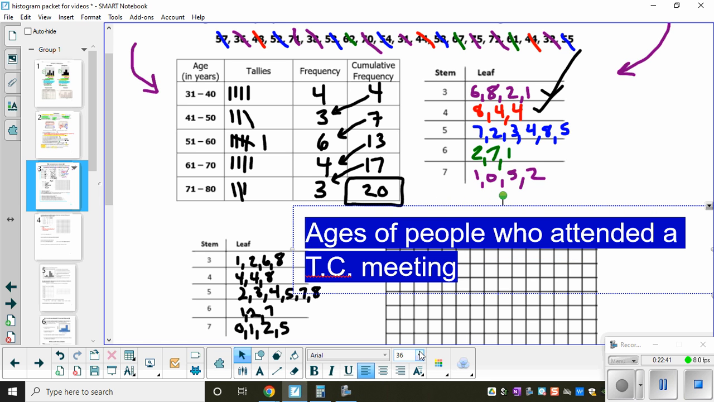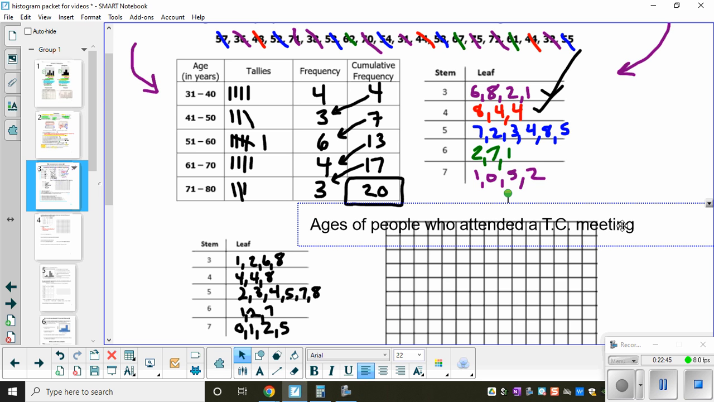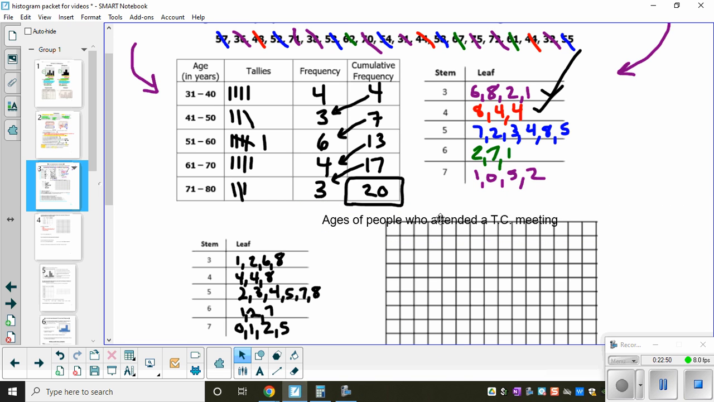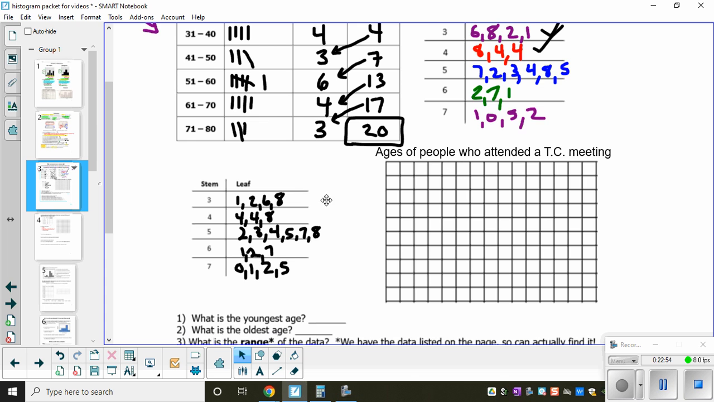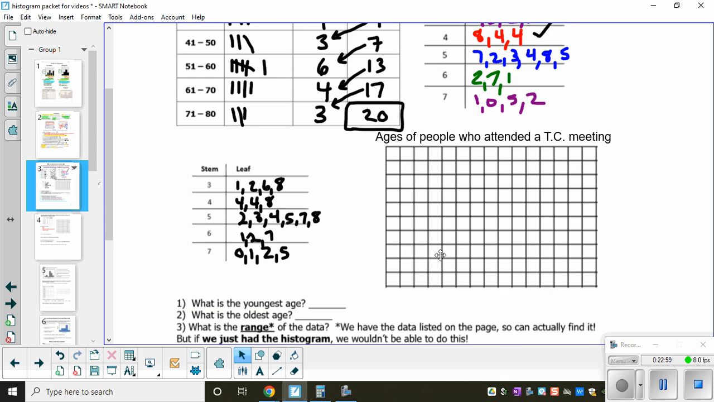All right. Give me a second to kind of show you how much space you might need for that. I could probably make the font a little bit smaller. All right, cool. So ages of people who attended a town council meeting. That's the title of our histogram. Now for our intervals, we have 5 intervals. And when I look across here, I see that we have 15 spaces. So I'm going to devote 3 spaces to each interval. And now I'm ready for my intervals.